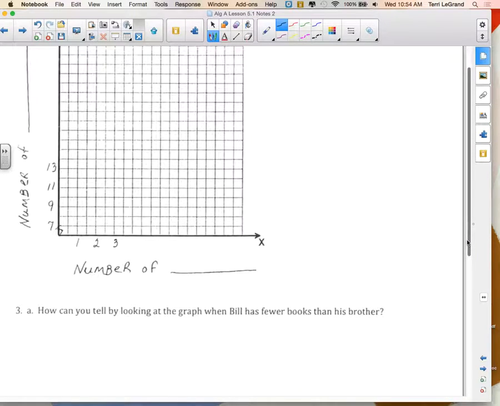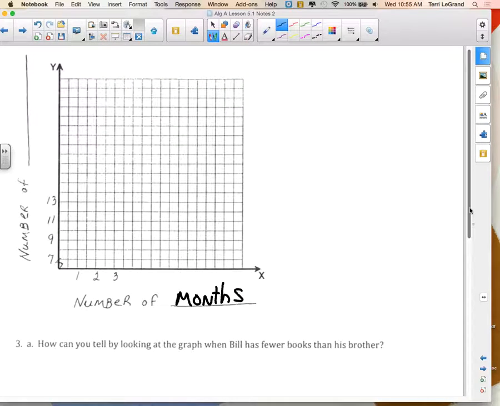So, first of all, let's label our x and y axes, because when we know what they're representing, we do that. What is the x-axis representing again? Months, the number of months. I've kind of started it for us, so we just have to fill in the blank here. And then the y-axis is representing what? The number of comic books.